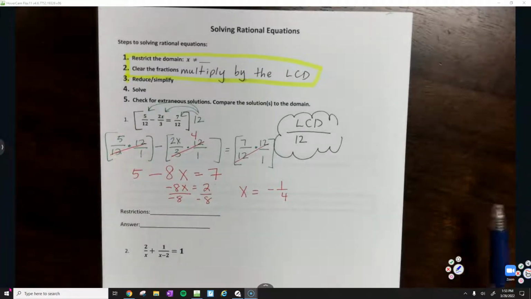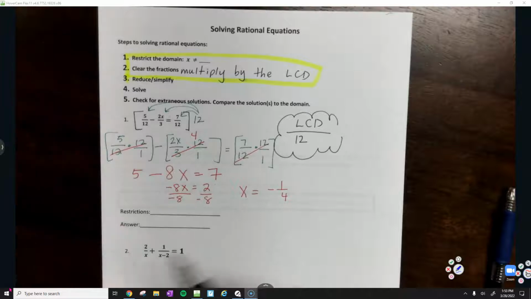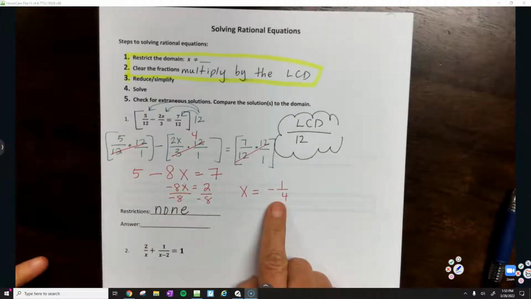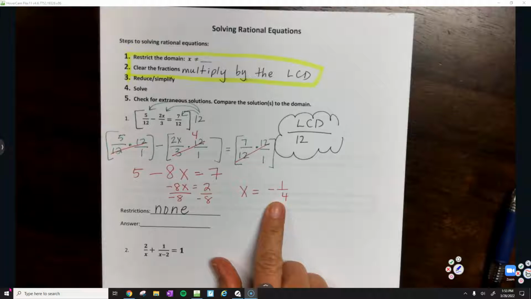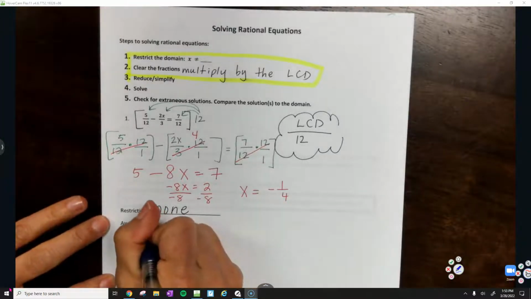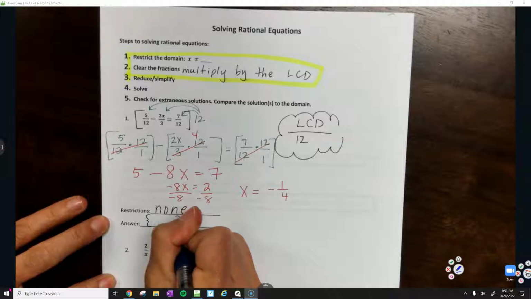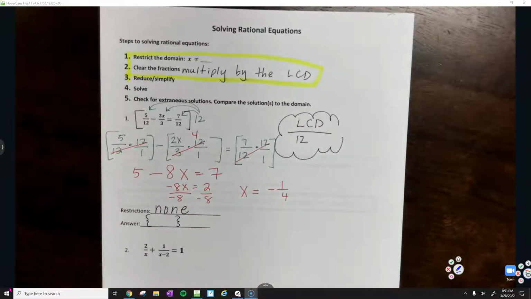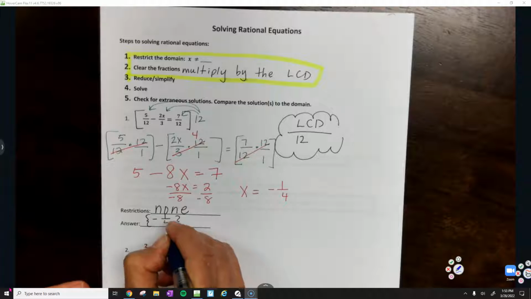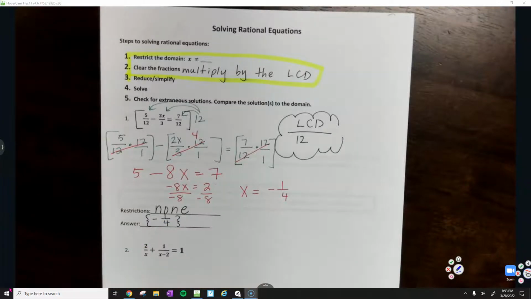First of all, there are no restrictions. Good job, because there's no letters in the denominator, so write none. Our answer is a great answer. It makes sense to us. Guys, the braces are coming back. Remember, the braces are the curvy looking bracket things. So we're going to write our answer as a good answer in braces. Good answers go in braces. I'll show you a bad answer here in a moment.